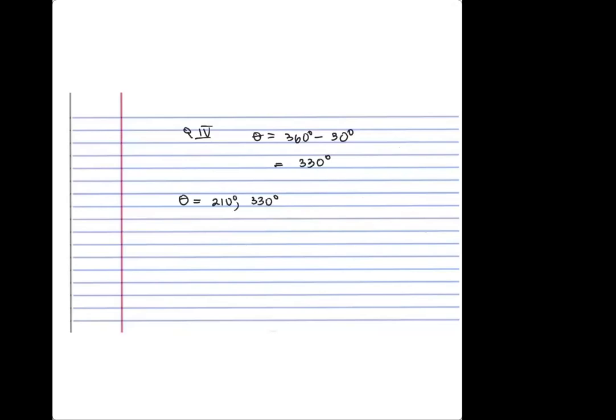But they want these in radian measures. So remember the reference angle is 30 degrees. So I just asked myself, how many times is 30 degrees going to 210? So it goes in 7 times, which is 7 times pi over 6. 30 goes into 330 11 times, which is 11 pi over 6. So that's for x. So my answer is x equal to 7 pi over 6 and 11 pi over 6.